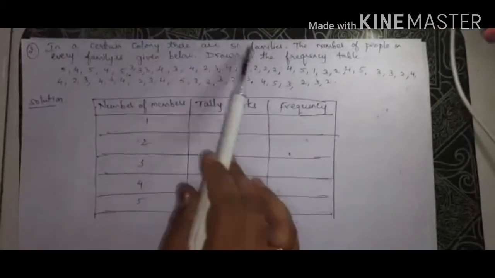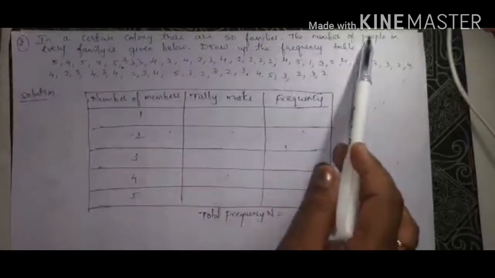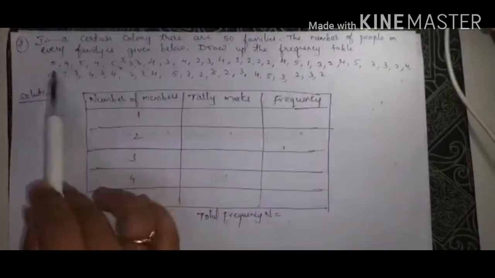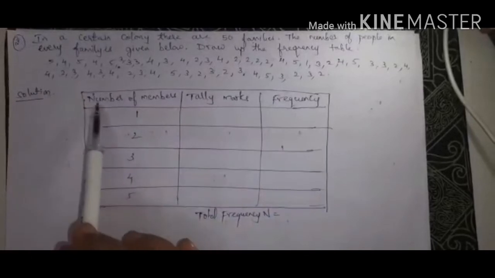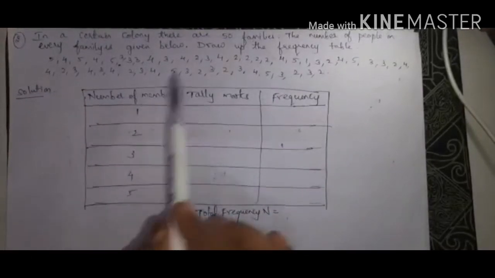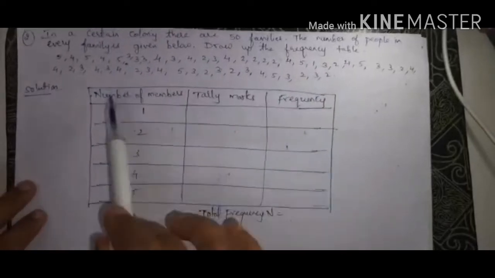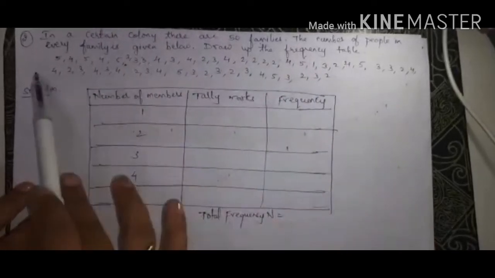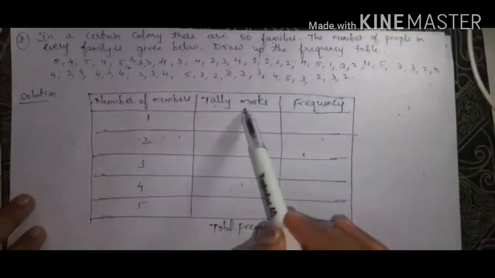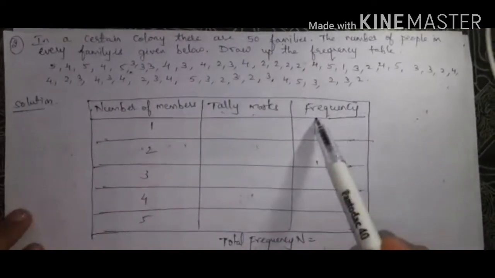Second sum: read the data. In a certain colony there are 50 families. The number of people in every family is given below. These are the family members. Draw a frequency table. The first column is the number of members, the second column will be the tally marks, and the third will be the frequency.